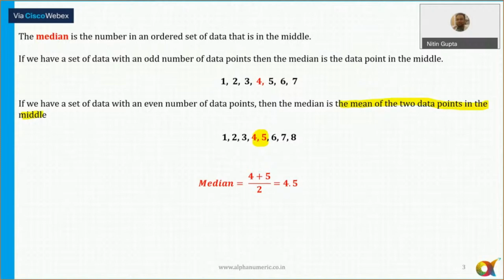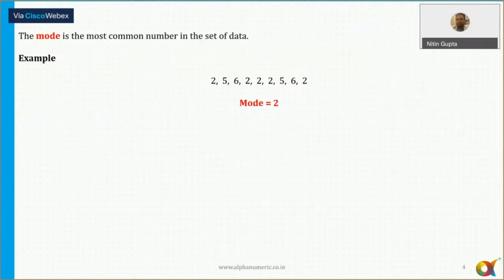And the last definition here is regarding the mode. The mode is nothing but basically the frequency. In a given set of data, any number which appears the maximum number of times is known as the mode. For example, in this case, if you look here, the digit 2, how many times is it appearing?